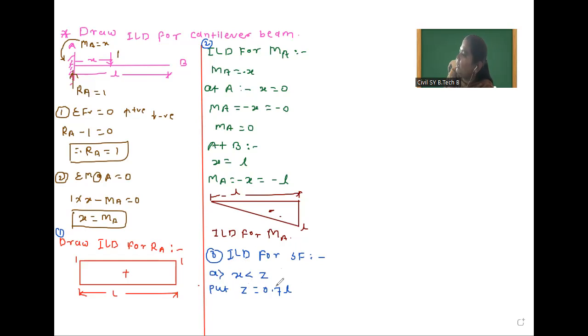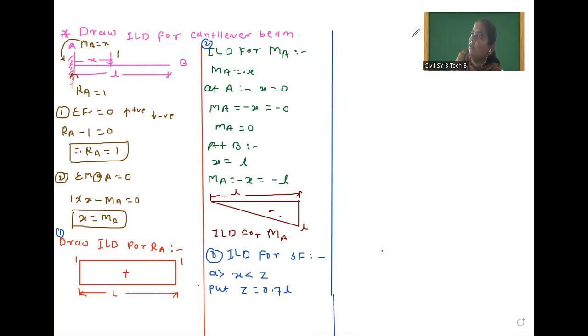We have to put some value for z, so we put 0.7 L. So the first condition is x is less than z. For this, first you have to draw the shear force diagram, and according to this diagram you have to find out the value of shear force for the particular case. So we will draw the span for case x is less than z.